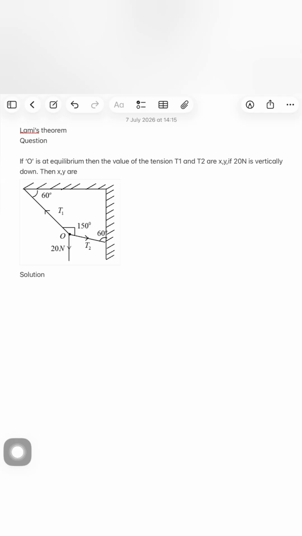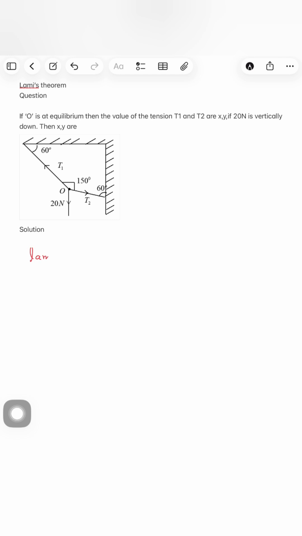Hello students. So the given question is based on Lami's theorem. The question is, if O is at equilibrium, then the values of the tensions T1 and T2 are X and Y. If 20 Newton is vertically down, then find X and Y. So we are going to find X and Y. We know by Lami's theorem, I am giving this formula here.